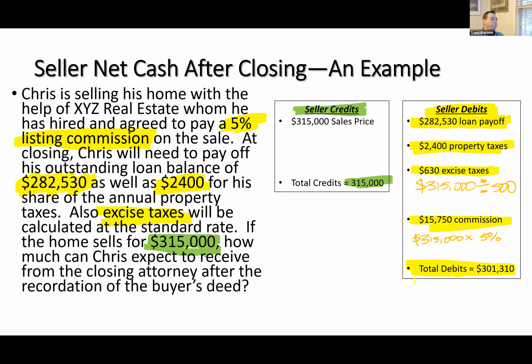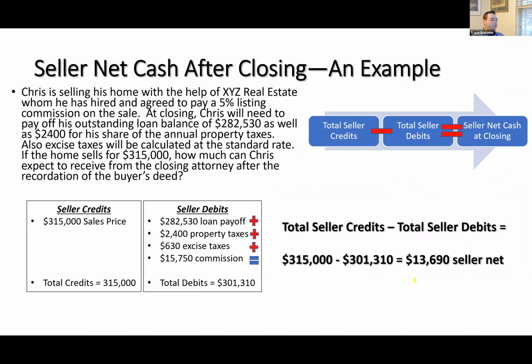I'm ready now to do my seller net. I'm ready now to see how much that seller is going to net on that transaction. And that's exactly what we do on the next screen. Again, same question. I just scrunched it down so we had room for everything. I haven't changed anything. It's the same exact question.